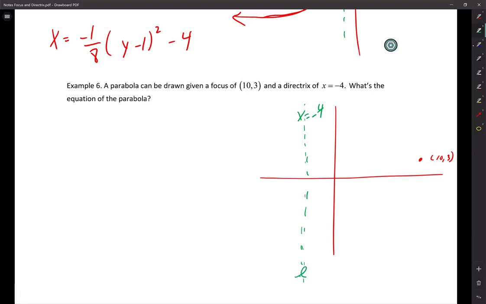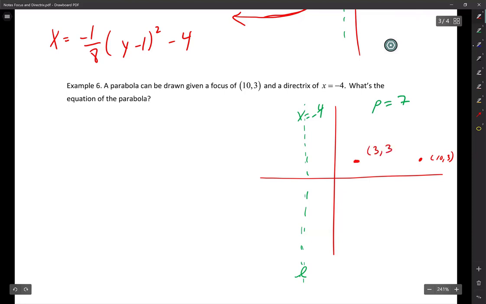So let's see. The horizontal displacement between negative 4 and 10, that is 14, right? 14, and what's 14 divided by 2? So the p-value is 7. Are you getting it? So now that I know that the p-value is 7, I can go 7 to the left of 10, and that's going to put me right at 3. So that is 3, 3.